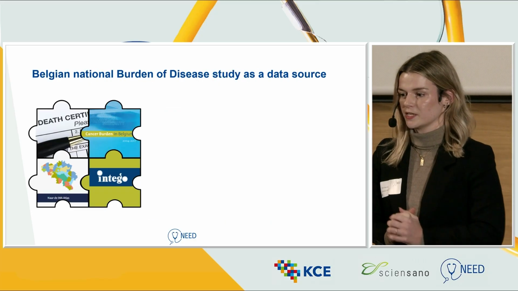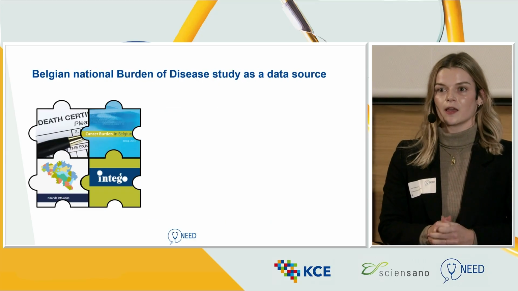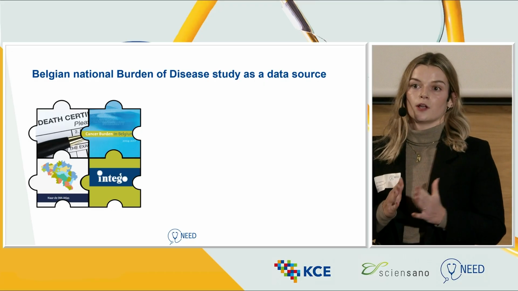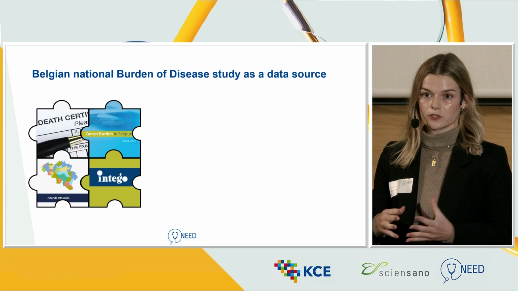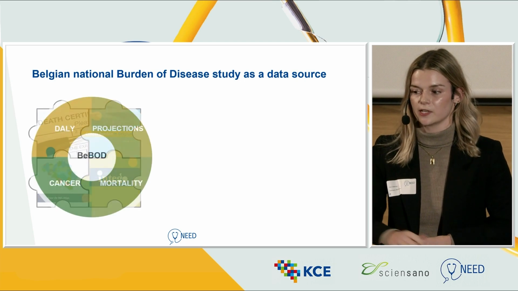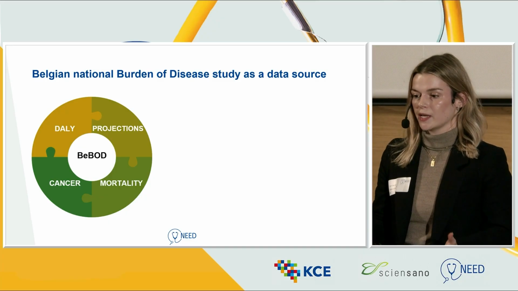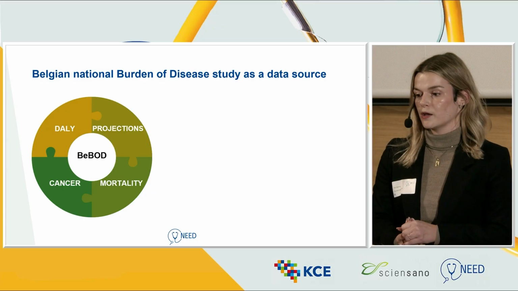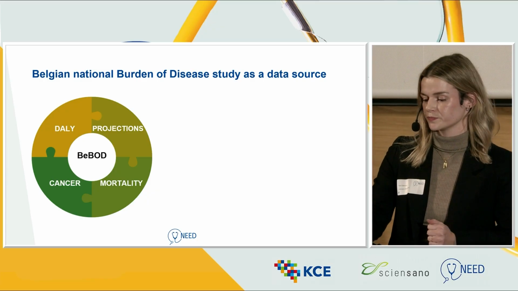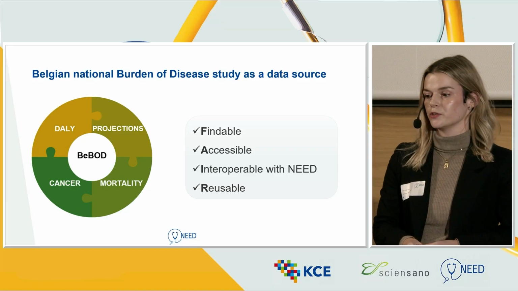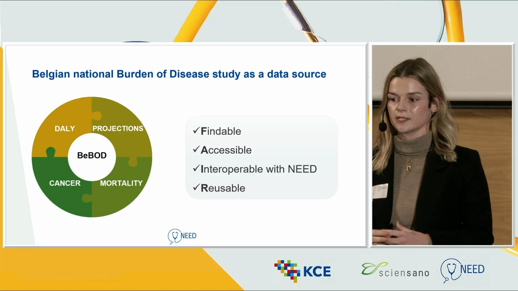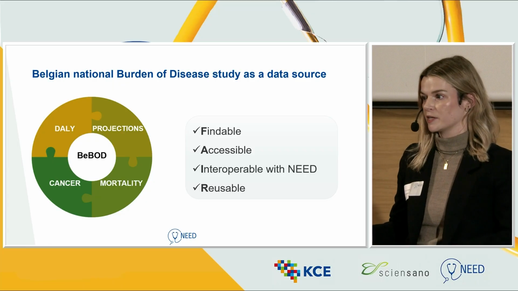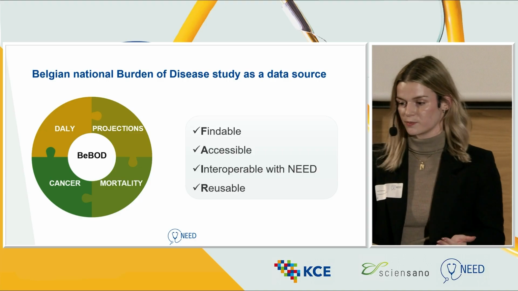And a first example is the Belgian National Burden of Disease Study, which is a project conducted by Sciensano, and they actually use local and national data sources, such as registries, to complete their own burden of disease puzzle. So they have a set of coherent and comparable burden of disease estimates for a large set of diseases. And another advantage of using the Belgian National Burden of Disease Study data is that it adheres to the FAIR principles. So it's easy to find, everybody can use this data and explore it.